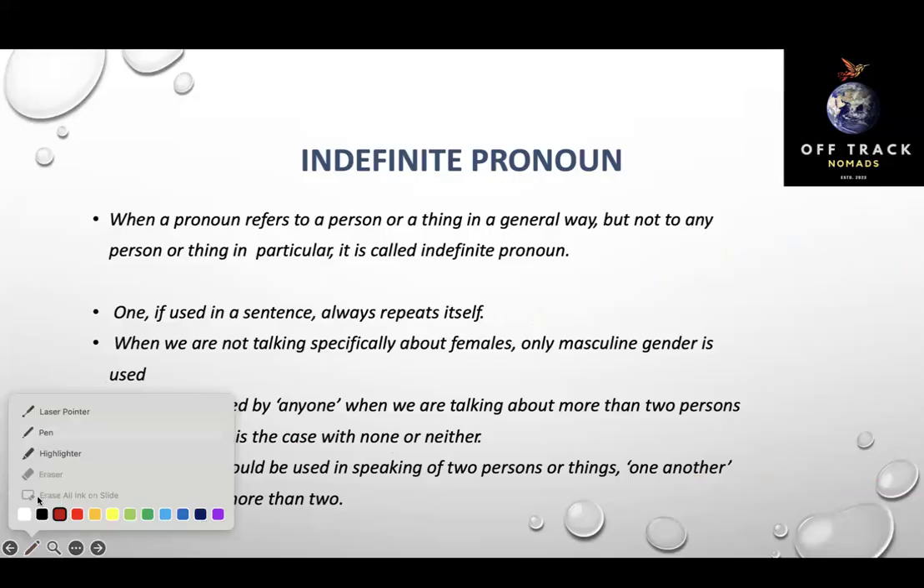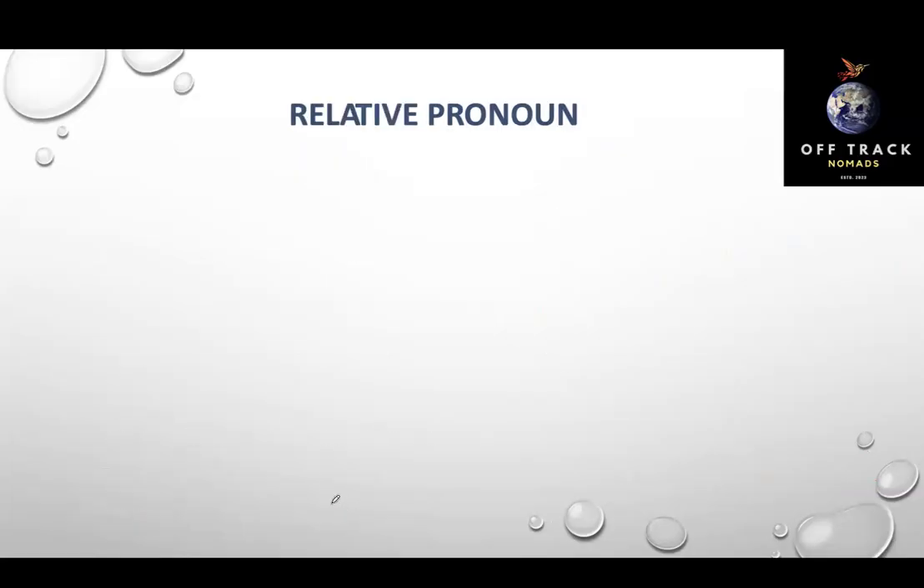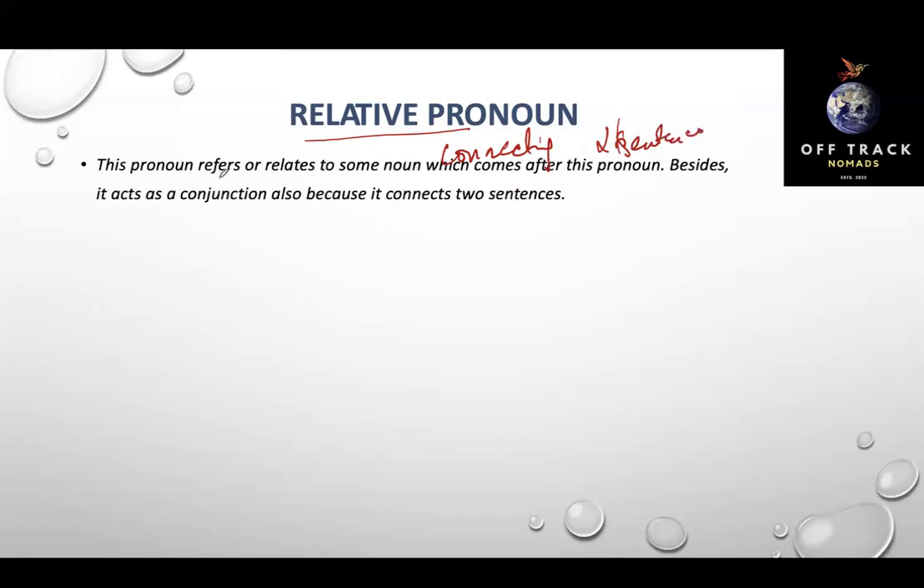So this was all about our indefinite pronoun. Let's see the next part of the pronoun that I said we'll see in the next slide, the relative pronoun. A relative pronoun refers to a noun that comes before it, called the antecedent. It also acts as a conjunction by connecting two sentences. Let us see how. This is the definition. The pronoun refers or relates to some noun which comes before this pronoun. Besides, it acts as a conjunction also because it connects two sentences.